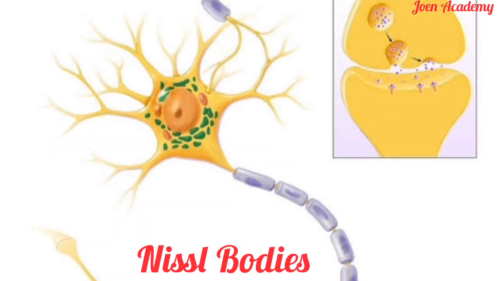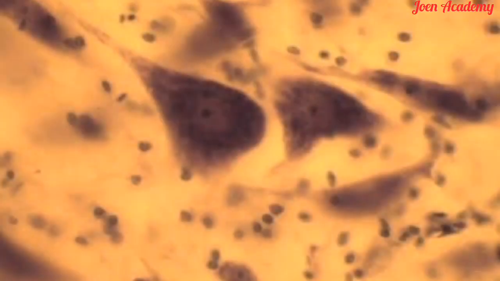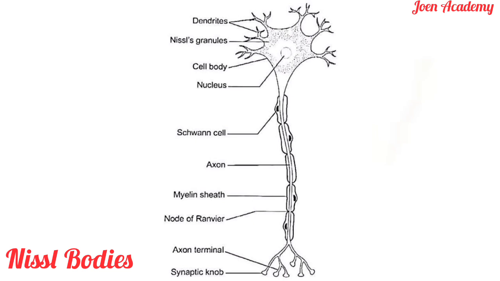Nissl bodies can also be called the tigroid substances. They are called the tigroid substances because they are responsible for the tigroid appearance of the soma after a suitable staining. The Nissl bodies can also serve as a distinguishing factor between the dendrites and the axon of a neuron. Reason being that the Nissl bodies can only be seen in the dendrites. The Nissl body cannot be seen in the axon of the neuron.